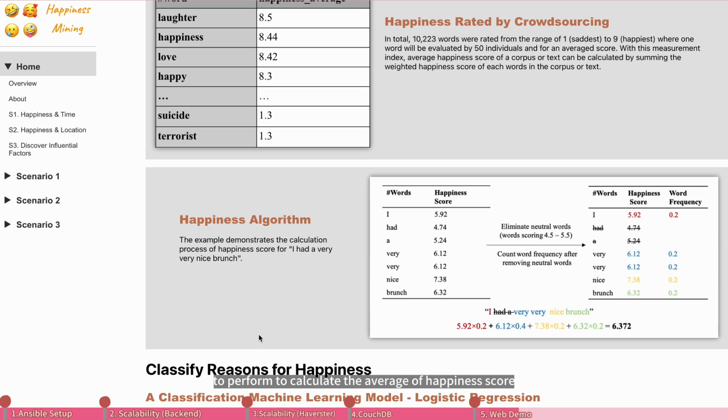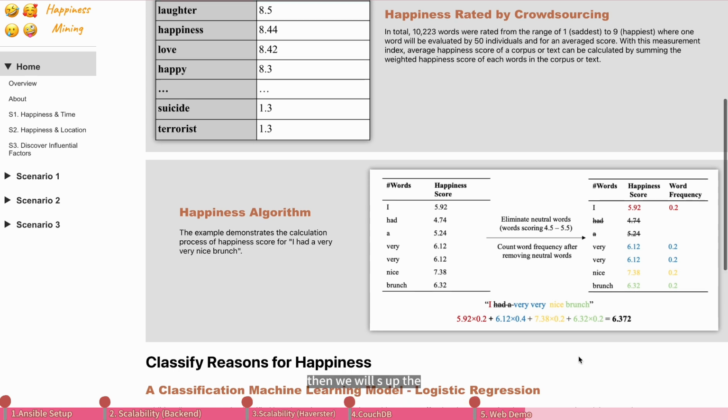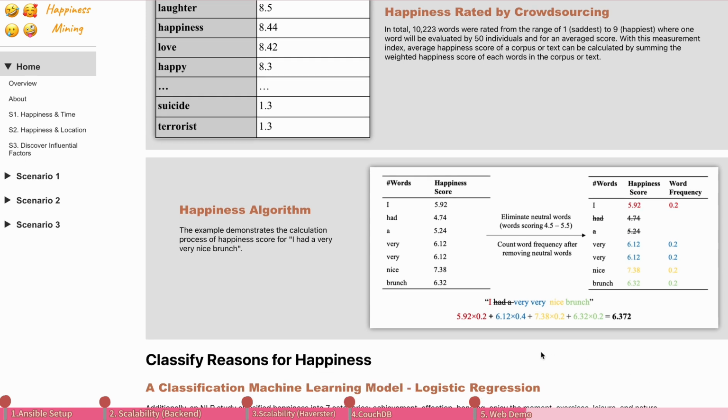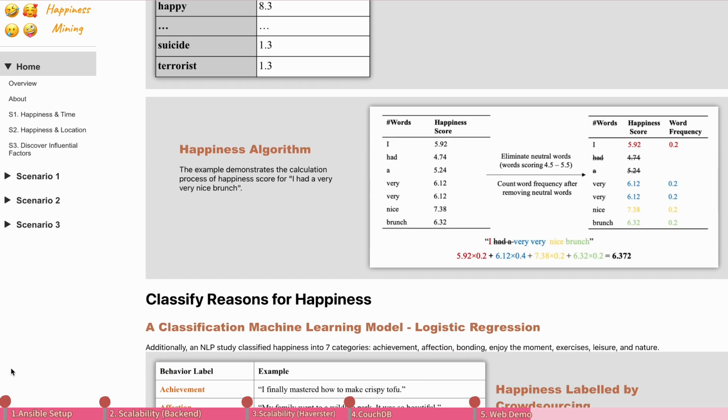To calculate the average happiness score of a text, we would firstly map the happiness score to each word in that text, and then we will eliminate the neutral words, which are scored between 4.5 and 5.5. Then we will sum up the weighted score for each word in the text, and the happiness score of this example, I had a very nice brunch, is calculated to be 6.3.